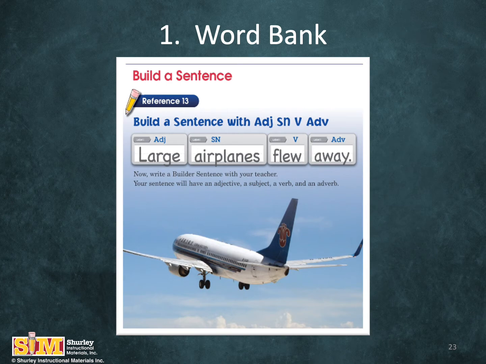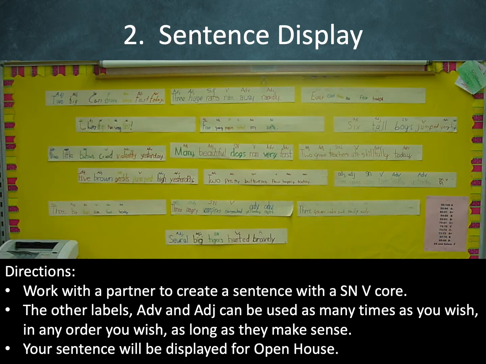This methodology helps your students build sentence sense along with revision skills. It includes the modifiers that they're learning about that modify the core part of a simple sentence. The second activity goes right along with the first one. It is called Sentence Display.